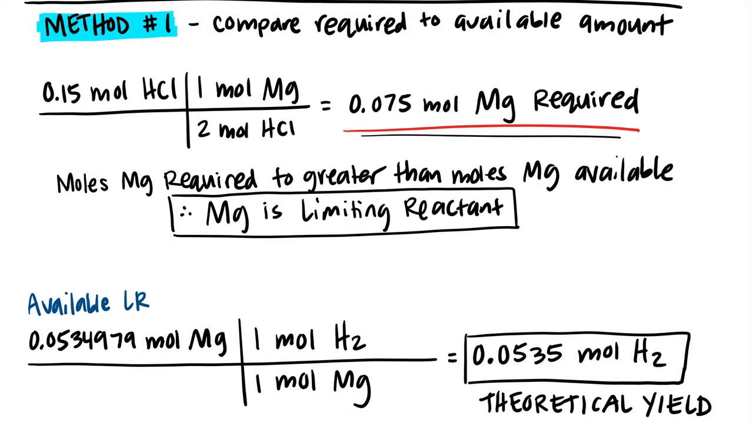Quick rewind before we move on to the next method. Small grammatical error here. Moles of magnesium required is greater than the moles of magnesium available. Sorry about that.